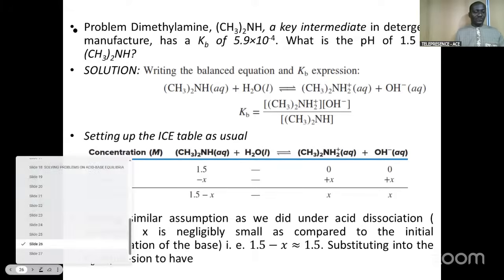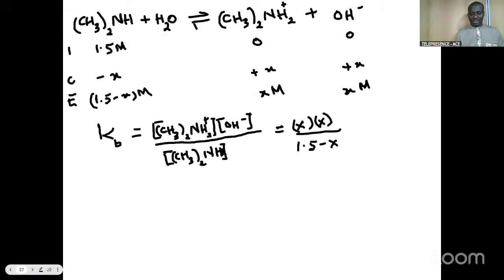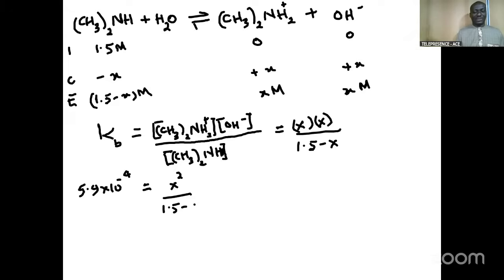5.9 to the power of minus 4. All right, so this becomes 5.9 to the power of minus 4 will be equals to X squared over 1.5 minus X. All right, in this case now, we have to solve quadratically.